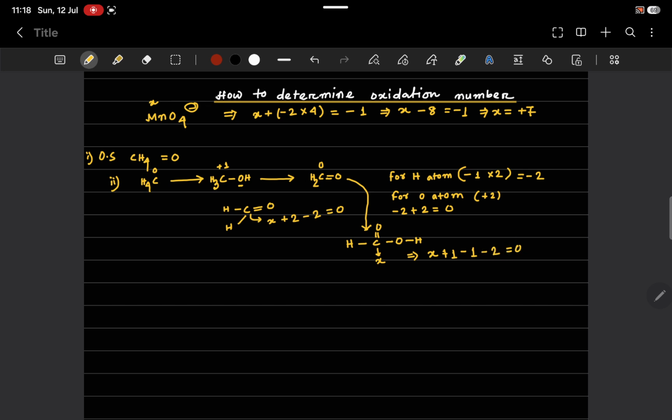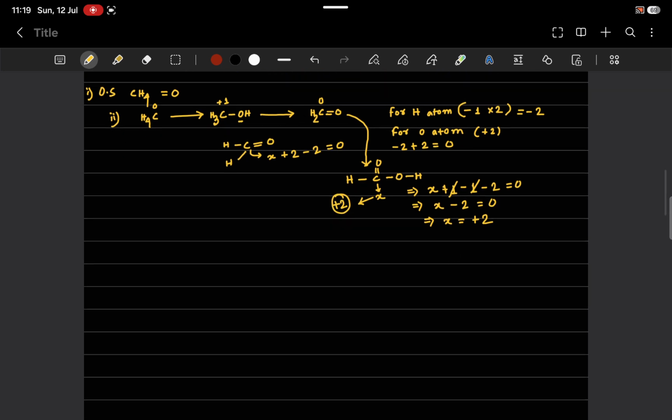So oxygen, when it is present as OH, will contribute -1. So we obtain X plus 1 minus 1, X minus 2 equal to 0, then X equals +2. So the oxidation state of this particular system is +2. I think that is clear.